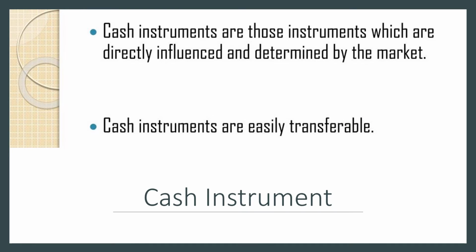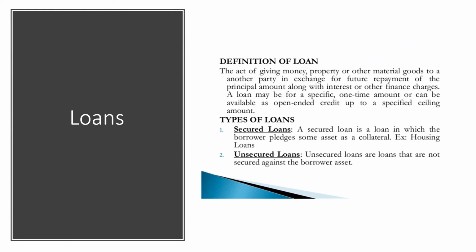Let us discuss the types of financial instruments. What are cash instruments? The value of cash instruments is directly influenced and determined by the markets. These are the kind of securities which are easily transferred. Loan is basically lending money from individuals, organizations, banks, trusts, etc. Till the time the entire amount is given back, the recipient has to pay interest.